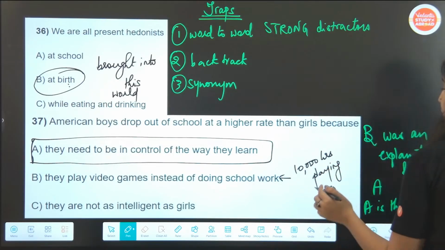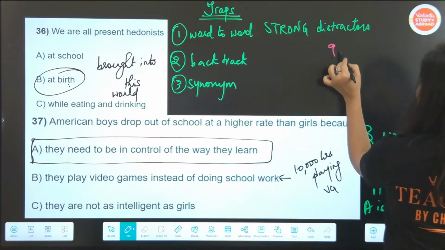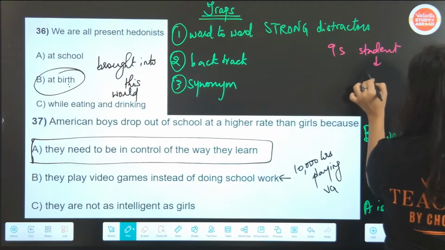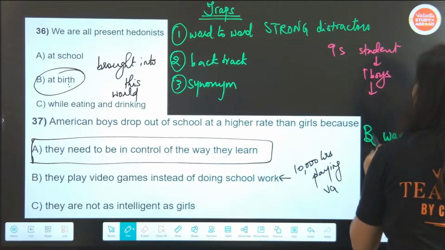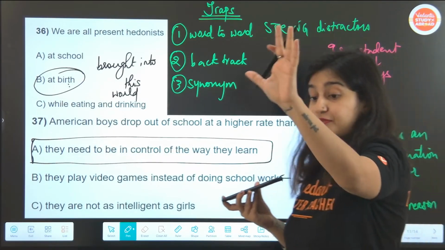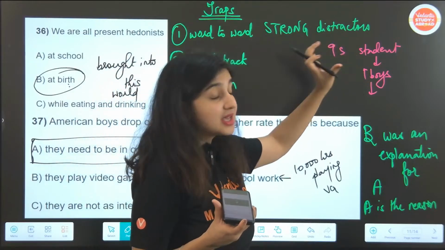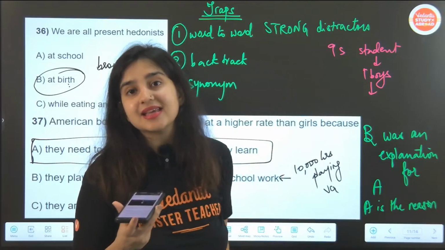Let's listen carefully. See, now here what was done, just observe what was done in the audio. First it said every 9 seconds, a student drops out. Then from student it says more boys drop out. From that, it kept narrowing down, right? Listen to the pattern. It started with students, came down to boys, and then when it keeps narrowing down, the last thing that is said will be our answer.